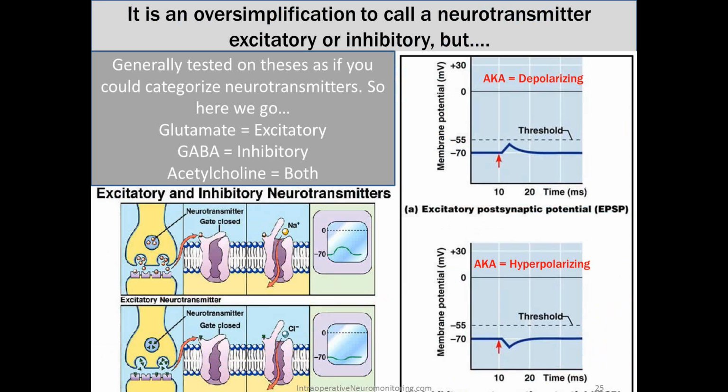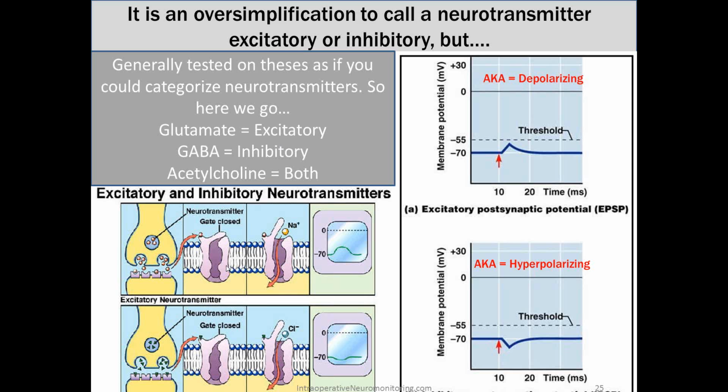So this is an oversimplification of neurotransmitters, calling them either excitatory or inhibitory. If we have any scientists, neuroscientists watching this right now, they're going to be shaking their head. But for the purposes of the CNIM, we are going to call glutamate an excitatory neurotransmitter. We're going to call GABA an inhibitory, and we're going to call acetylcholine able to do both.